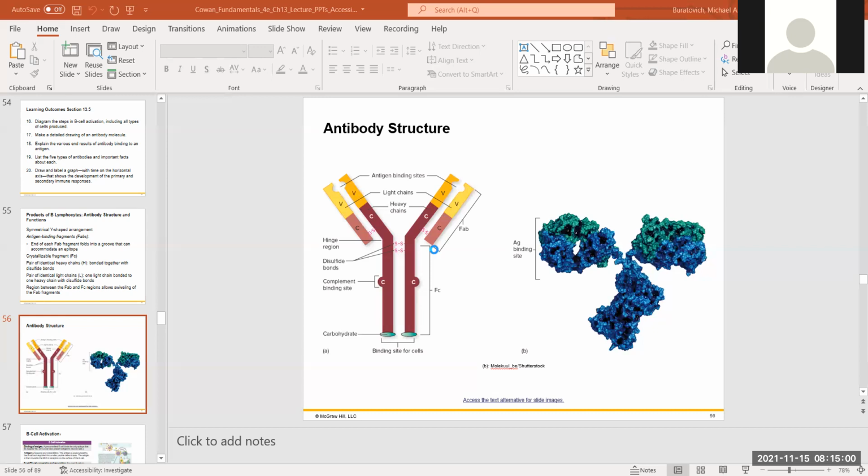Secondary response, look what happens after you expose yourself to antigen. Boom. Because now you have cells that didn't go through this rigmarole. Boom, you got it right there.